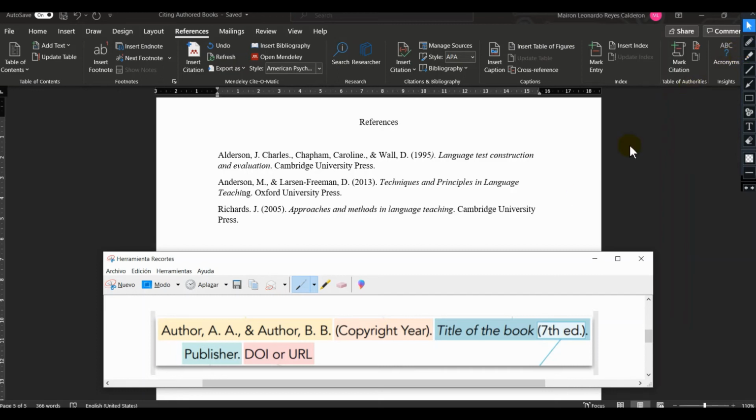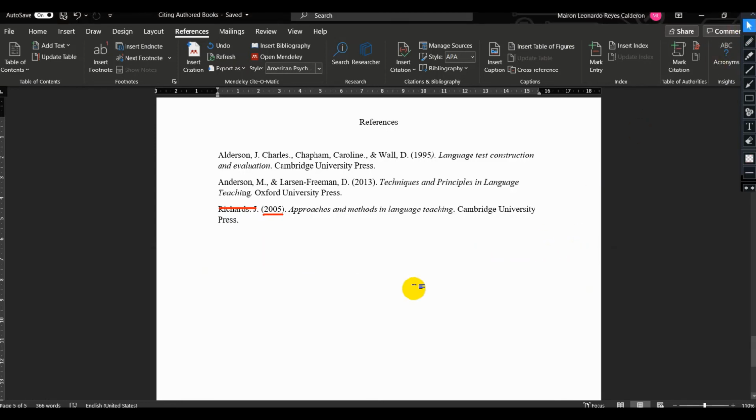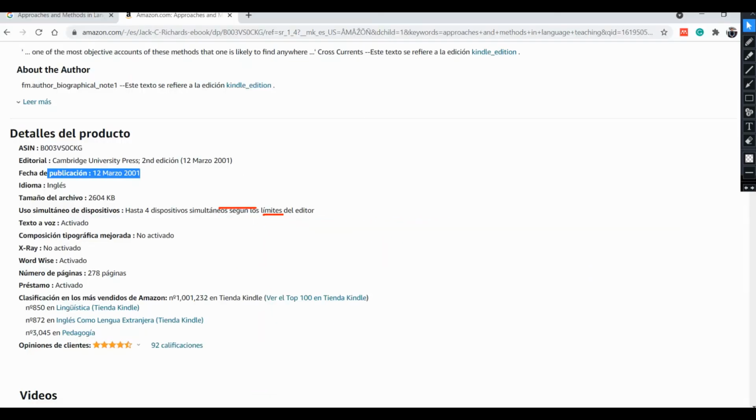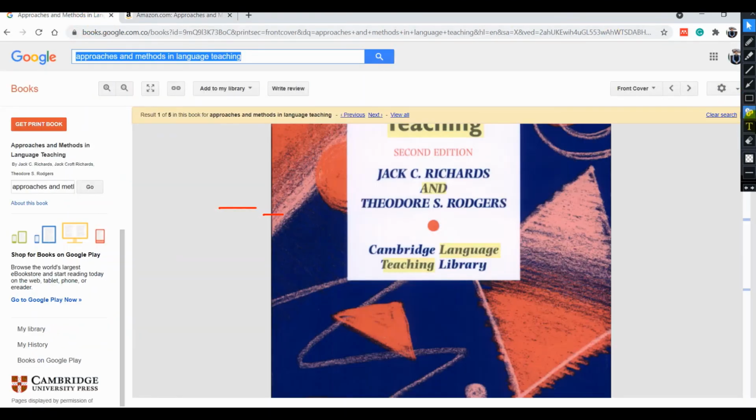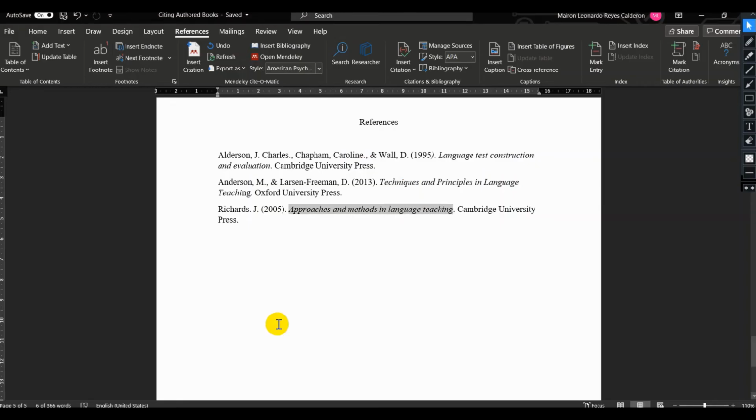In the last one, the format is correct according to the model. The problem is the information, specifically this: the author and the date. Always double check the information you enter in Mendeley. If we look at this book, Approaches and Methods in Language Teaching, we must do that either on Google Books or Amazon. And the first error is going to be seen like this: Richards, Jack.